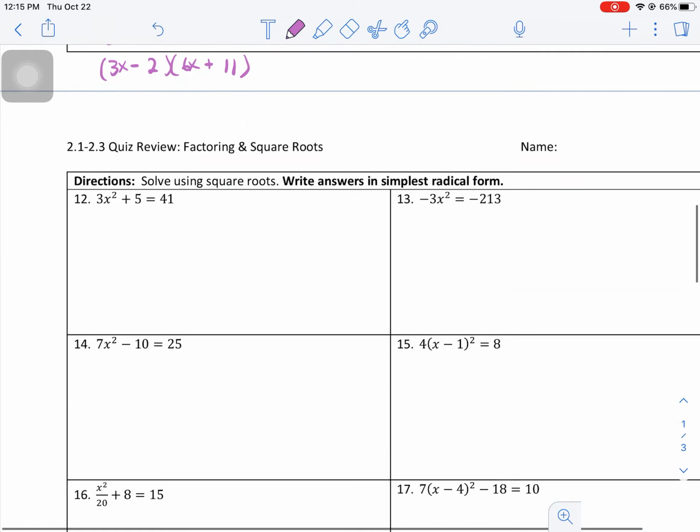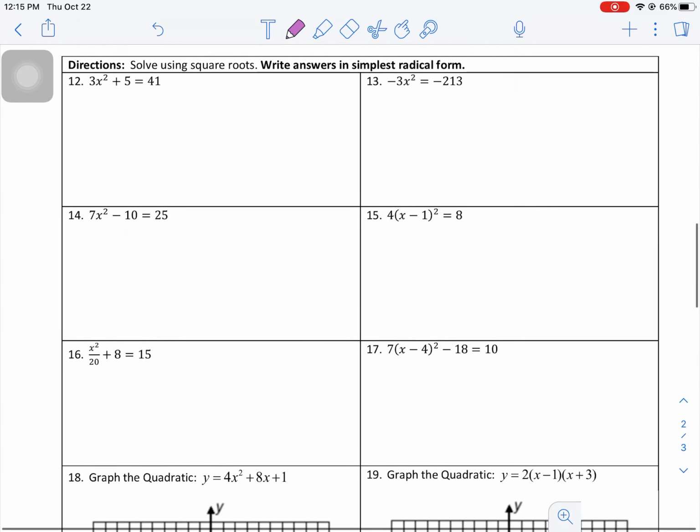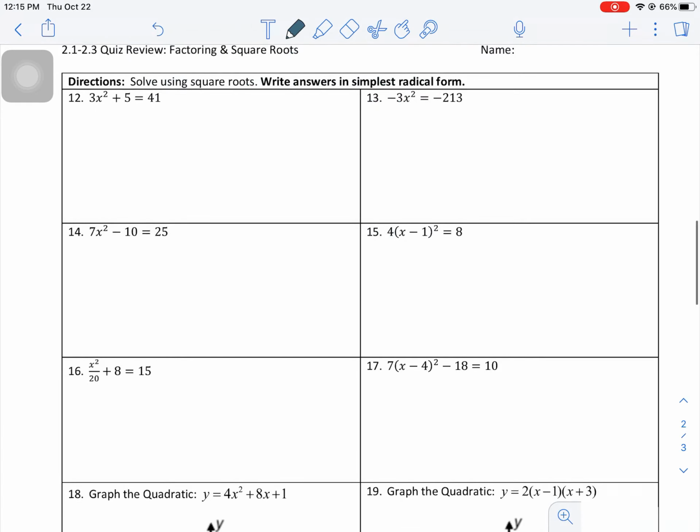All right. Moving on to page number 2. So this next one says solve using square roots, write the answers in simplest radical form when it applies.